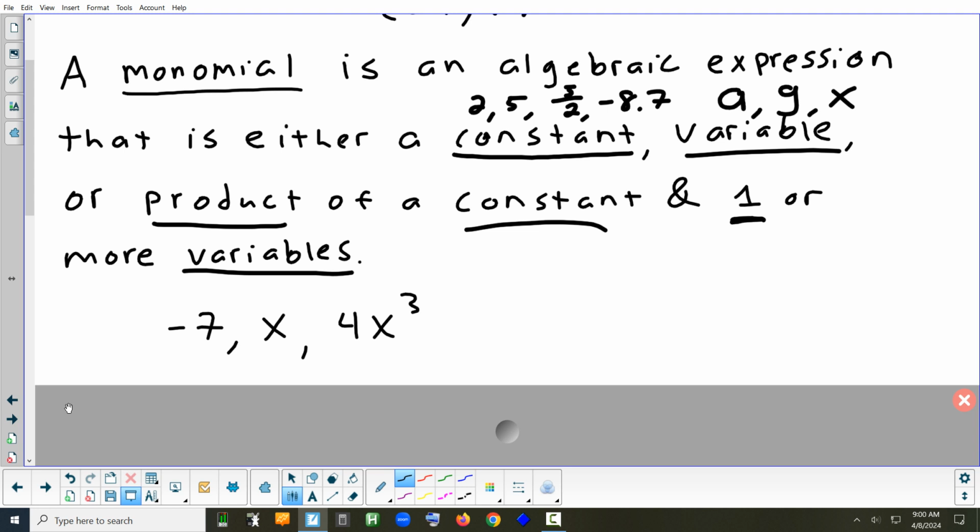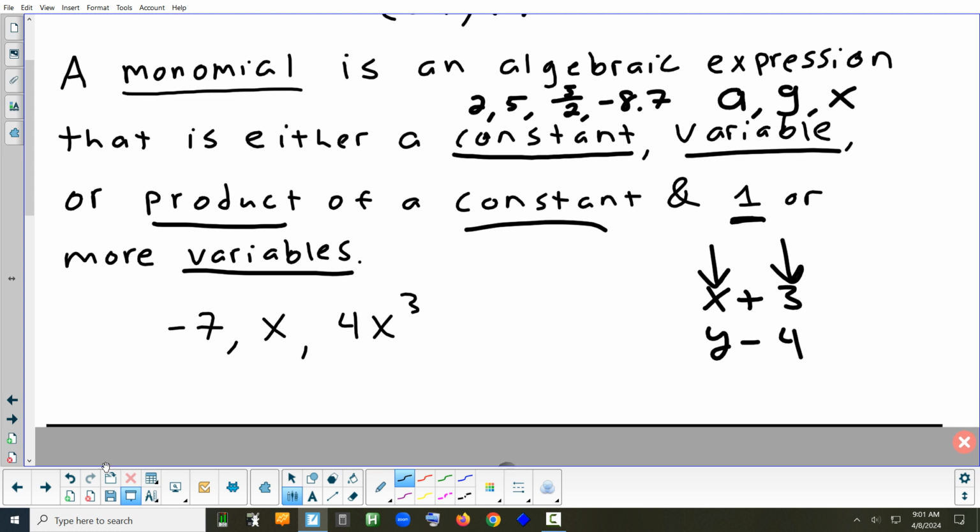What you can't have in a monomial is this. You cannot have a plus sign. You also can't have a minus sign. Whenever you put a plus or a minus sign in, that separates it into more than one term. Now you have one here, and you have one here. That's called a binomial, because now there's two things separated with a plus or minus sign. Okay, so just no plus or minus signs in a monomial.